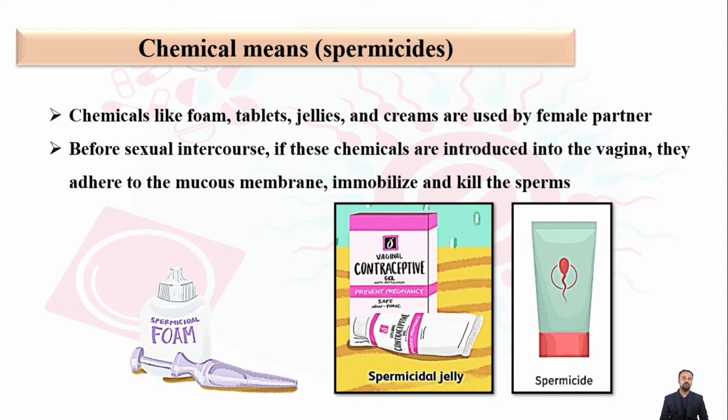lining of the vagina. Students, basically these particular tablets or jellies or creams contain spermicide. One of the most common spermicides which are used is nonoxynol 9, and the name itself is telling you that a spermicide will be a chemical which will kill sperms.